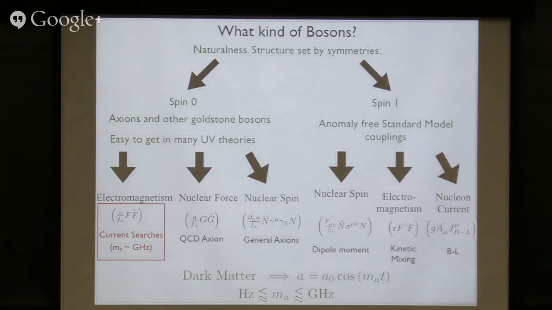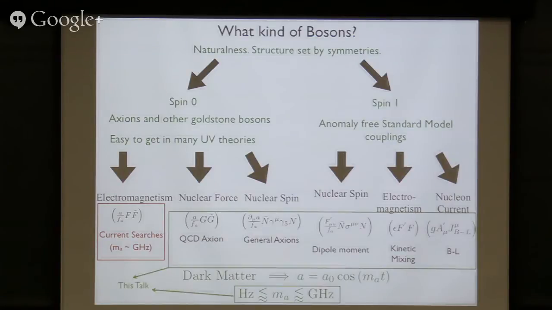Current searches for these particles are very narrow. They are very good, but they only search for this one particular coupling, and they search for a mass range of around a gigahertz or so. That's really all they're looking for. And in this talk, we're going to talk about everything else. How do you get all of these, and a much larger mass range?